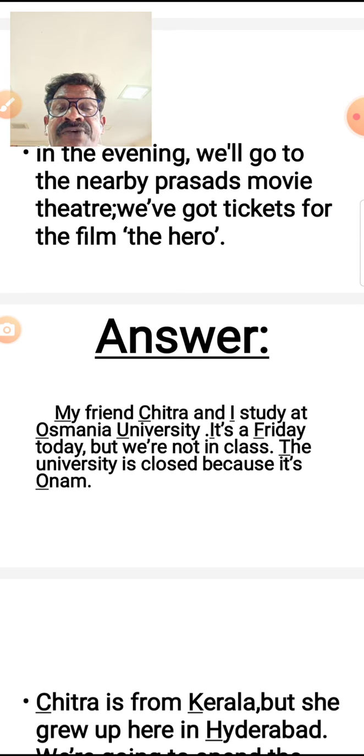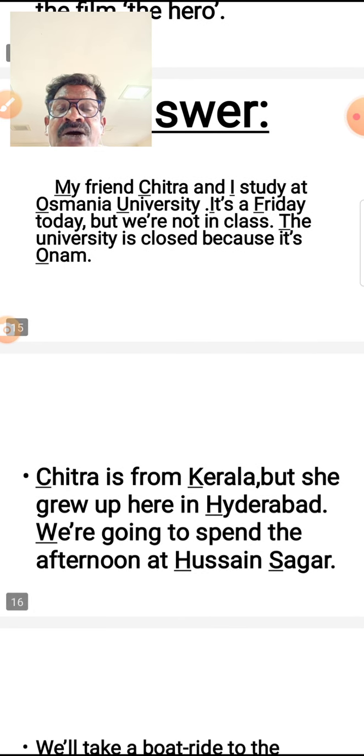Onam is a festival, holiday, so that is why O is being underlined. And Chitra, once again I have told you just now, is from Kerala. Kerala is a state's name, so that is why K starts with a capital letter. But she grew up in Hyderabad. Hyderabad is also a geographical area, so that is why I have underlined H as a capital letter. And there ends the sentence.